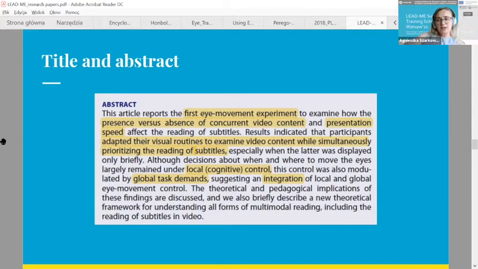So yeah, let me jump in here. It says presence versus absence of videos. So what they also tested were videos, black videos with subtitles only, but with no video content. So that was the first one, I think.